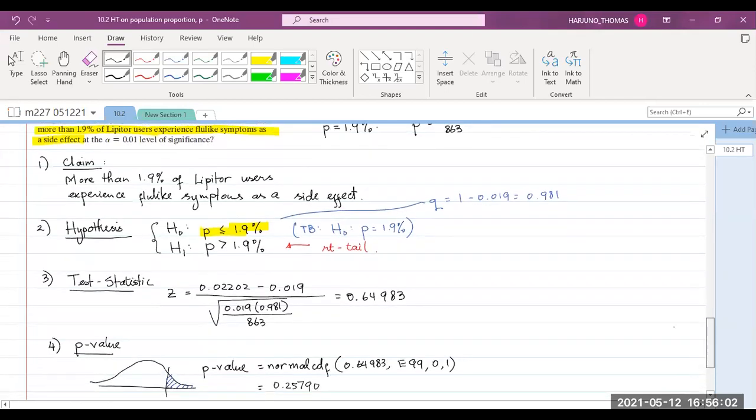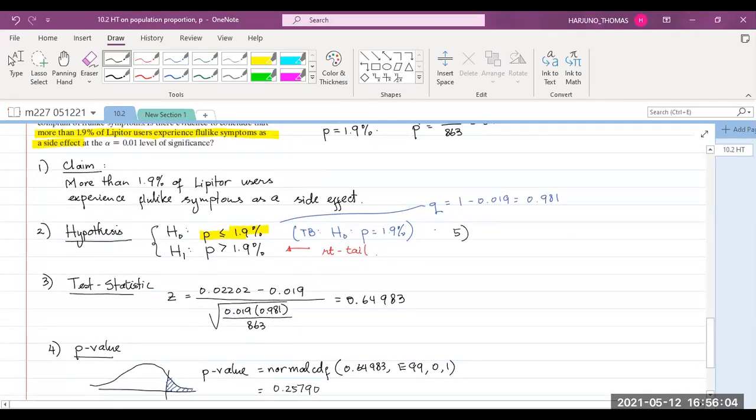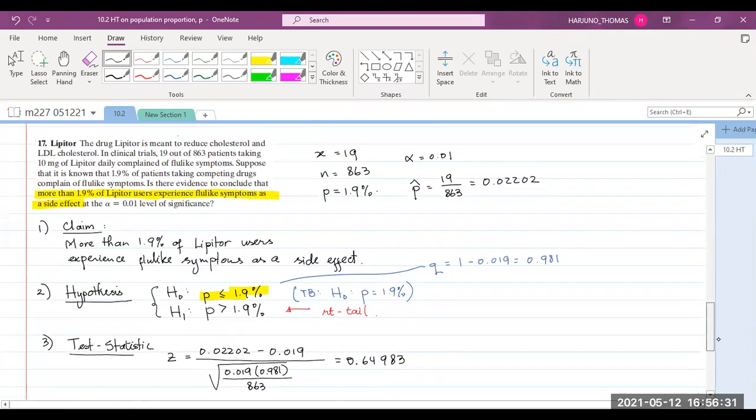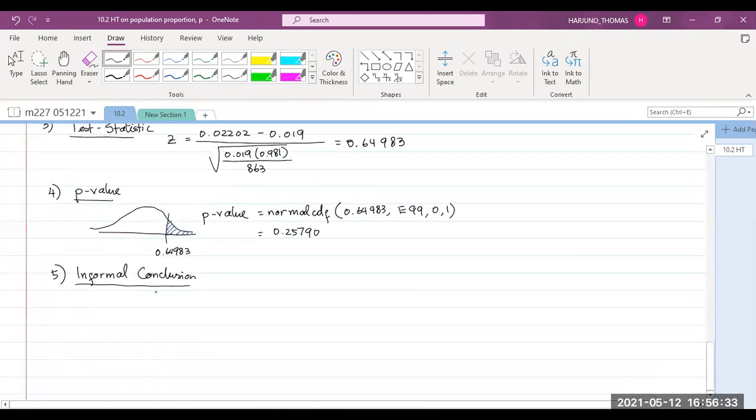Now then, let me continue my step 5 here. Oh, no. Let me not do it. I want to save some space for my 4B. Step 5. Let me do it here. Informal conclusion. My alpha is 0.01. Okay, so fail to reject the null hypothesis.